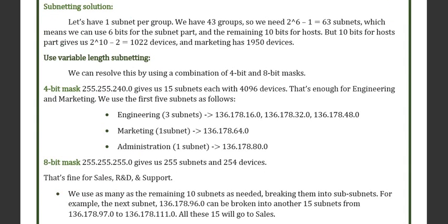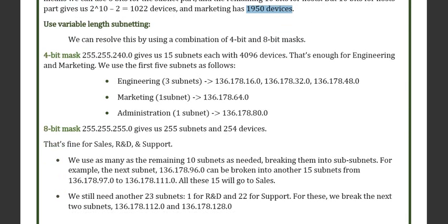First, let's have a subnet per group. We have 43 groups, so we need 2 to the power 6 minus 1, that means 63 subnets, which means we can use 6 bits for the subnet part and the remaining 10 bits for the host. 10 bits for hosts gives us 2 to the power 10 minus 2, that means 1022 devices, and the marketing section has 1095 devices, which is not enough, so we need to divide them into variable sections.